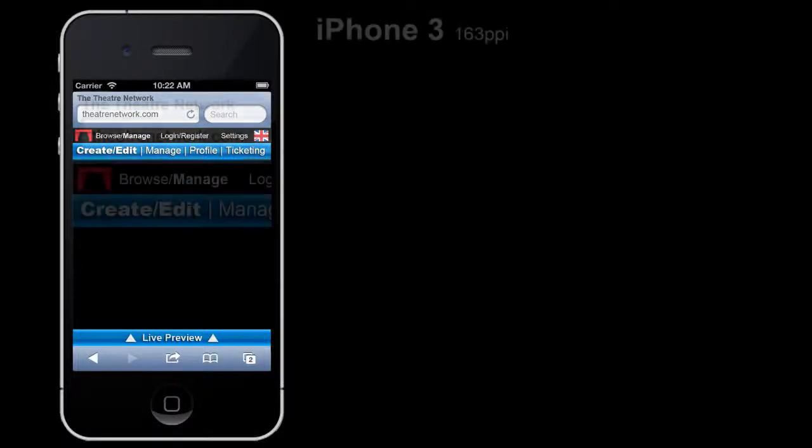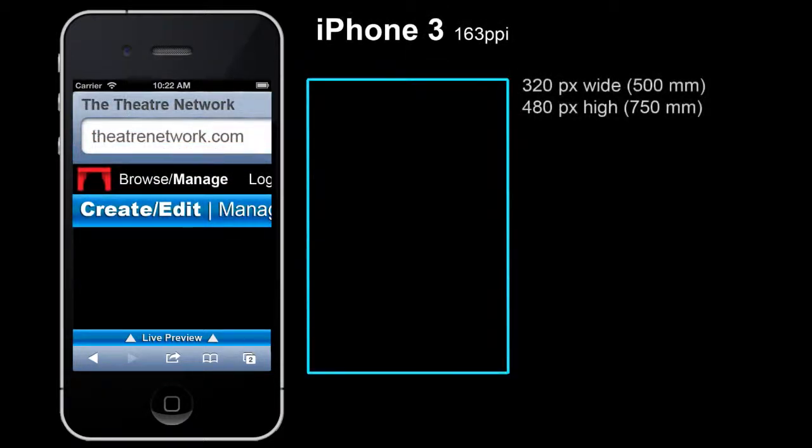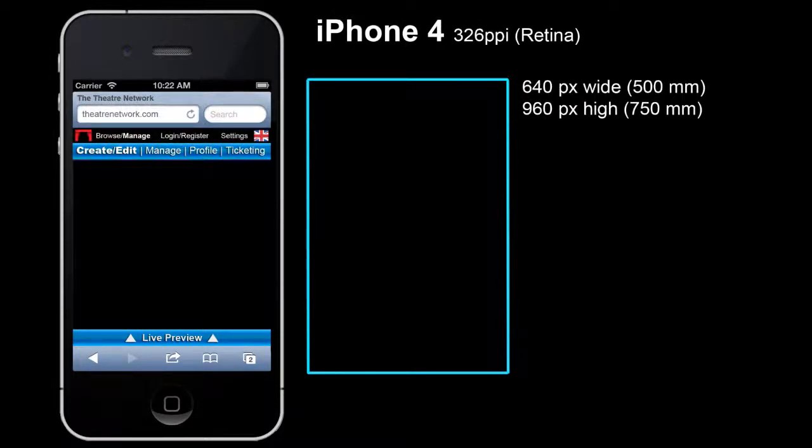If we look at the iPhone 3 with 163 pixels per inch, we can see here in this diagram that it is 5 centimeters wide. This is the same width as an iPhone 4, which has a far higher pixel width of 640, which means that everything's a lot smaller. 326 pixels per inch is very high indeed.